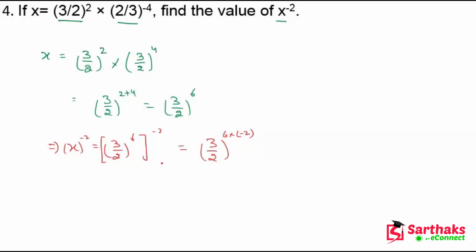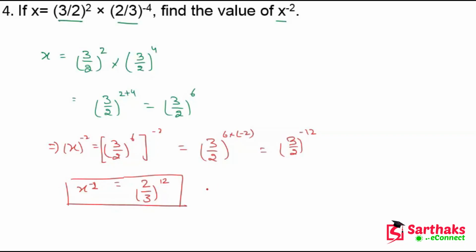What is 6 into minus 2? This will become (3/2) raised to power minus 12. And if you want to make it positive, this will become (2/3) raised to power 12. So x raised to power minus 2 is (2/3) raised to power 12. Okay, understand? This is the answer of this problem. I hope you understand these things, my dear friends. Now let's move on.